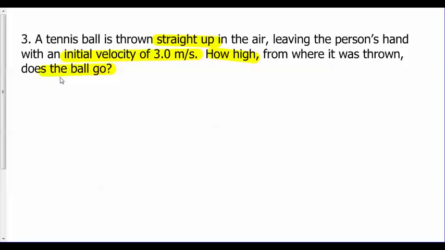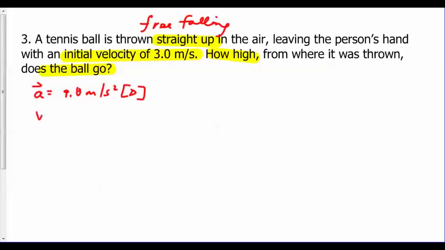It's tossed upwards, so is it okay if I assume that we are free falling again? The object left the hand and is now just under the effect of gravity, so I can confidently say that my acceleration is 9.8 meters per second squared, going downwards. It leaves the person's hand with an initial velocity, V1, equal to 3 meters per second going upwards. Hopefully alarm bells are already ringing that I have an up and a down, and we don't like that.